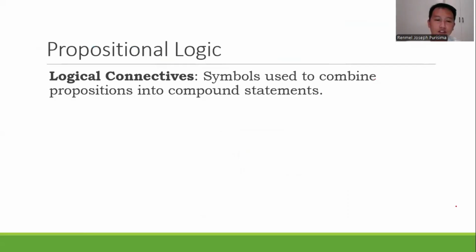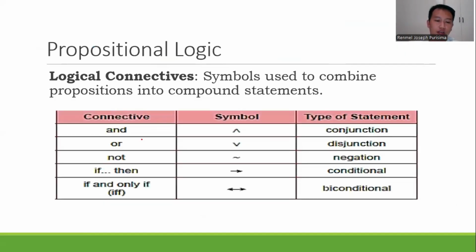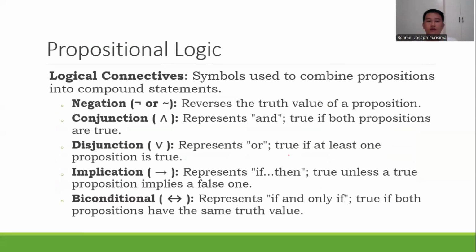So here are the different logical connectives, or the symbols that we use to combine propositions. So we have and, or, not, if-then, and if and only if. For and, we have this symbol. For or, we have a letter V shape. For not, we have this, or we can use this one. And if-then is a single-sided arrow, and if and only if is a double-sided arrow. So these are the detailed descriptions of those.